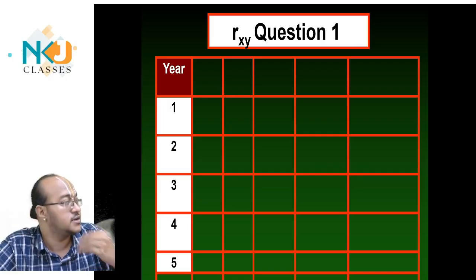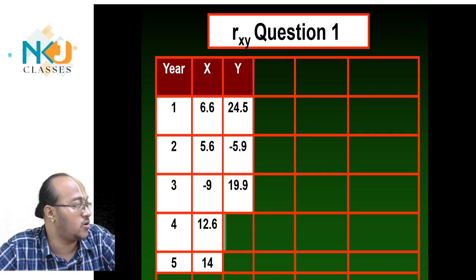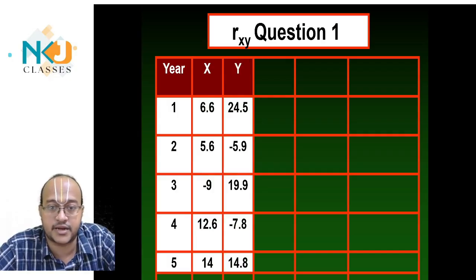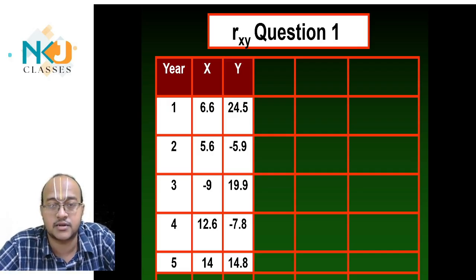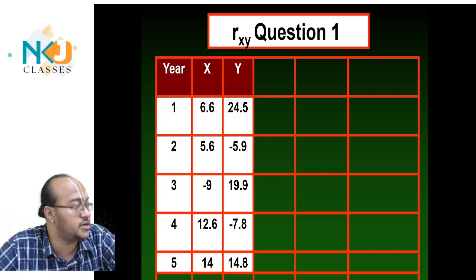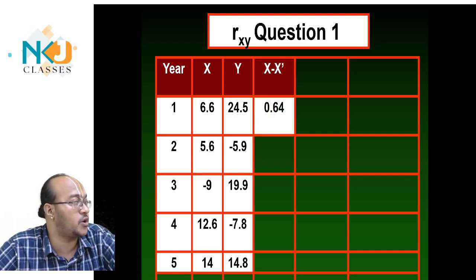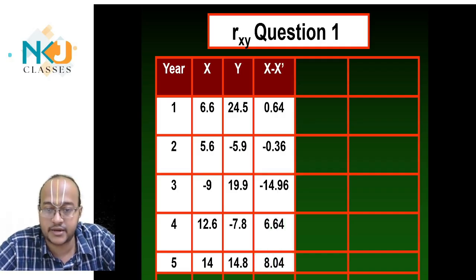Are you understanding? See, 5 years data is given, security x, security y, all these are given, already given, and it's nothing new, we already know this, correct? What is the mean of x? Take your solution answer sheet where you found out the mean. What is the mean x bar for the first question? Tell me. 5.96. Correct. And the same question, x minus x bar: 0.64, minus 0.36, minus 14.96, 6.64, all these were the same, correct?